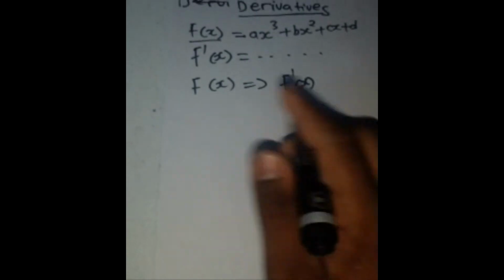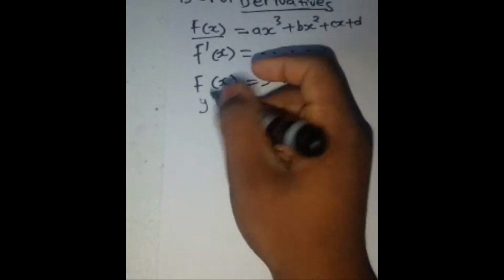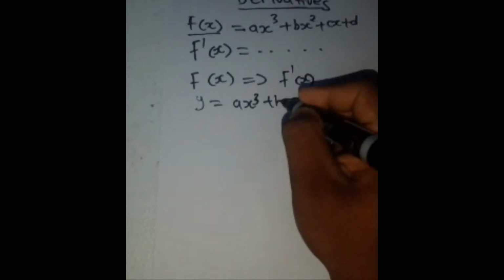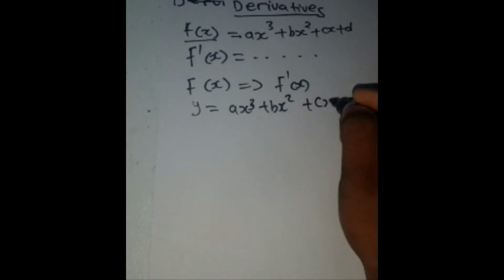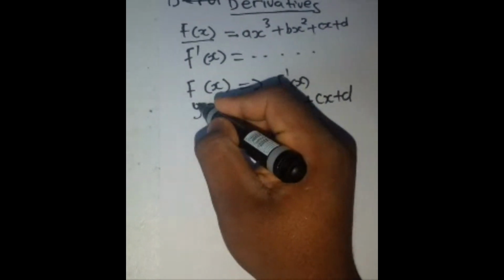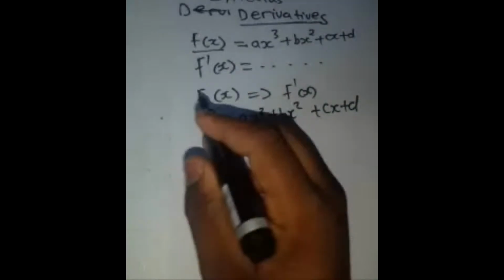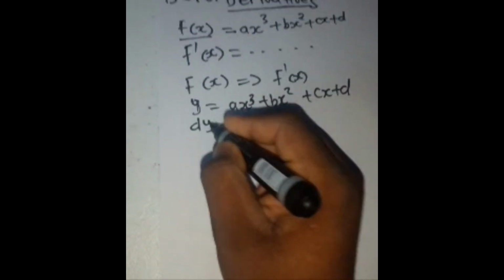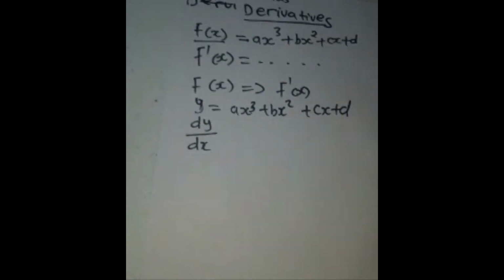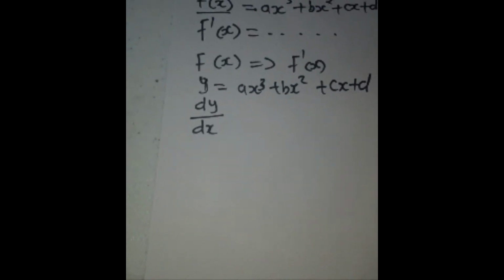And then now if it is given like y equals ax cubed plus bx squared plus cx plus d, the notation now, as you can see, is y there. So it is simply dy over dx. That's how you represent it. It is dy over dx with respect to x there.